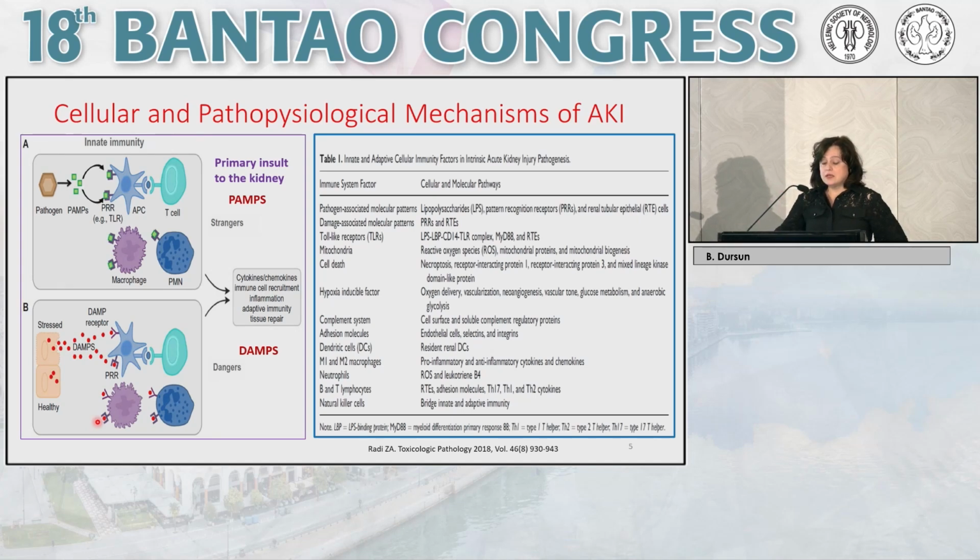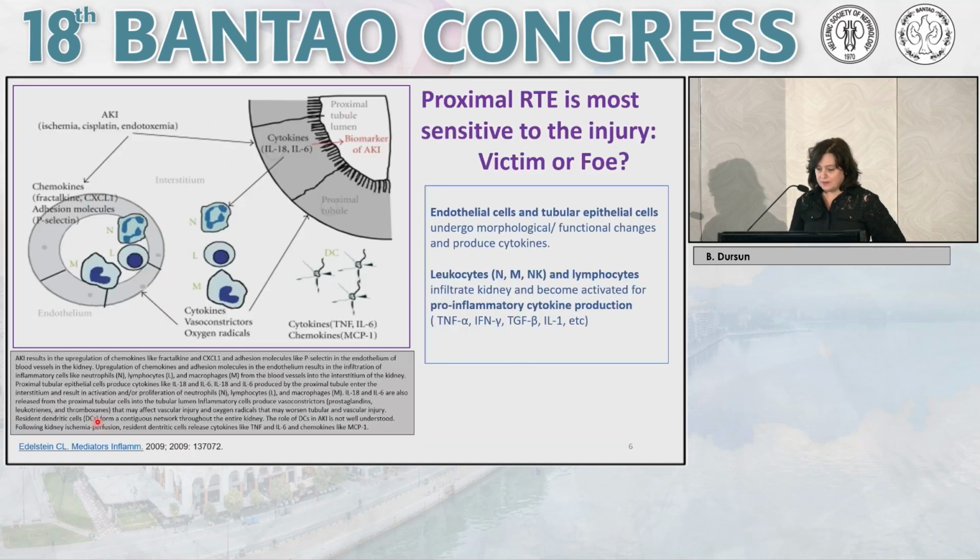Several components of cellular and pathophysiologic mechanisms of AKI include innate and immune cells, as well as mitochondrial biogenesis, cell death mechanisms, hypoxia-inducible factor, and complement system.